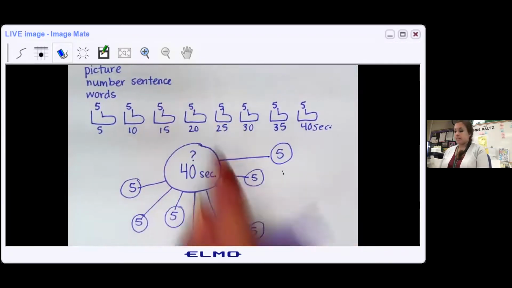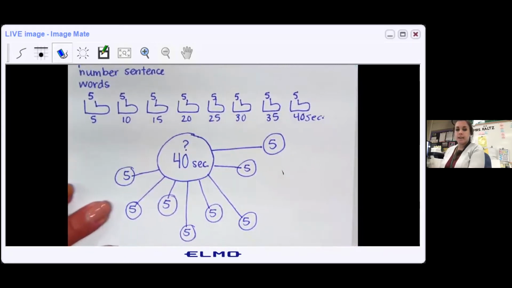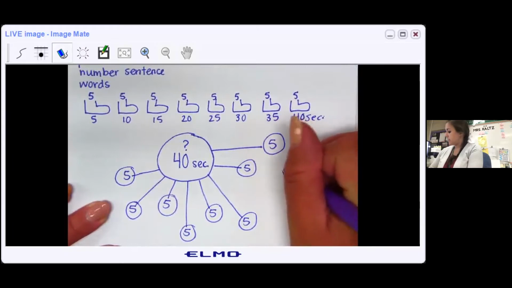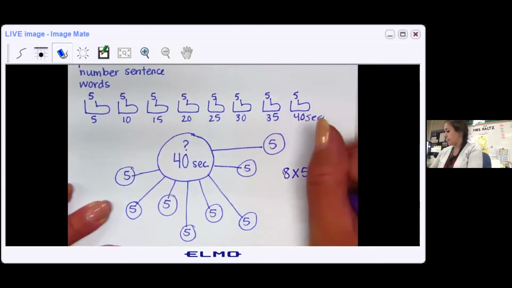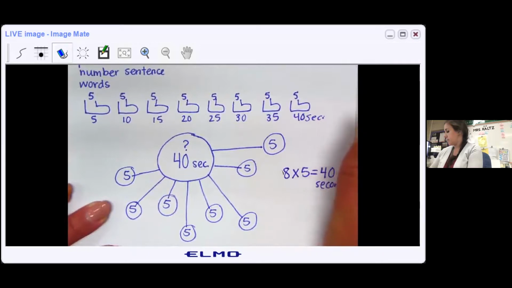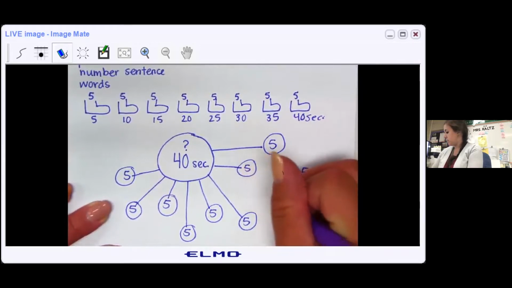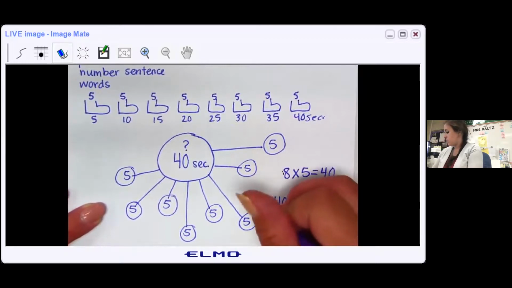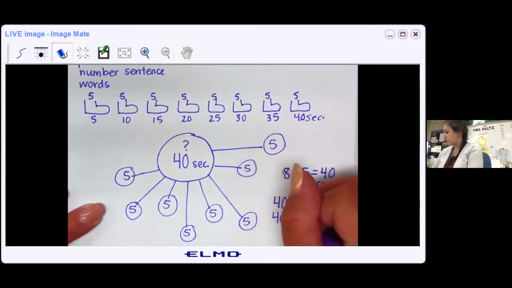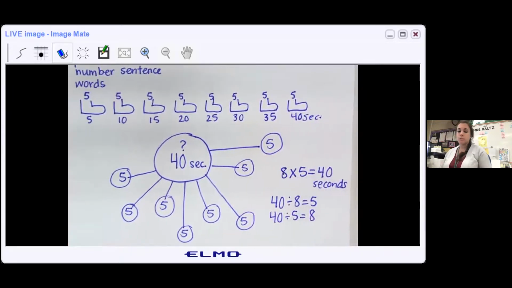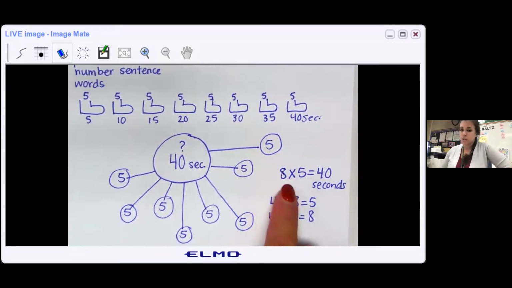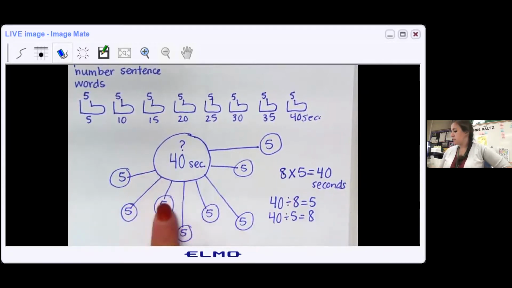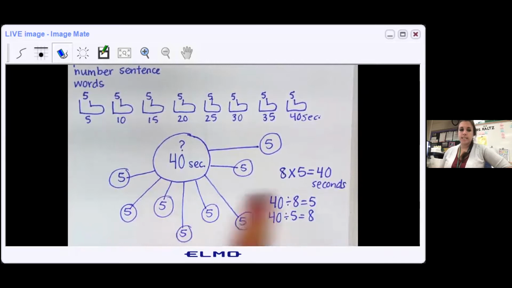Now I need my number sentence. So looking at this, I could have said 8 times 5 equals 40 seconds. Maybe you wrote it as division. 40 divided by 8 equals 5. Or 40 divided by 5 equals 8. Any of those would work. If you said 5 times 8 equals 40, that's okay. But remember that first number is how many groups? So truthfully, it's 8.